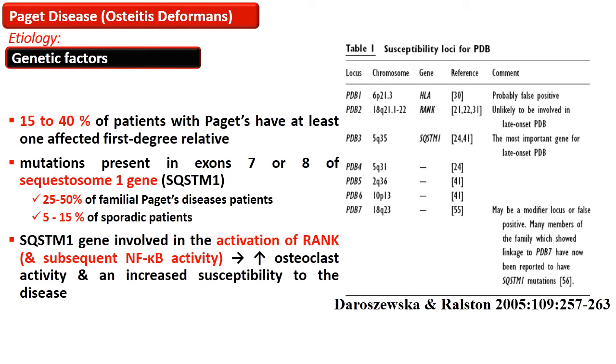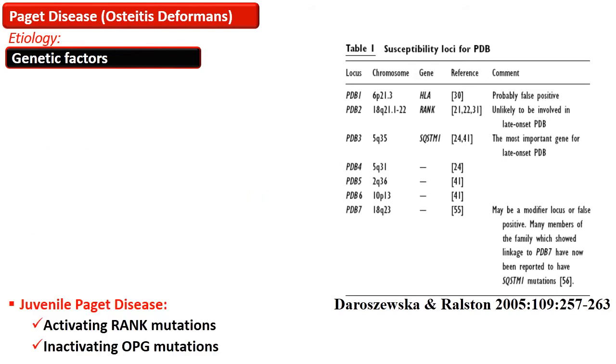SQSTM1 gene, or sequestosome 1 gene, is involved in the activation of RANK, hence subsequent nuclear factor kappa B activity that leads to increased osteoclastic activity and hence increased susceptibility to the disease. Some variants of this disease are also known. One is the juvenile Paget's disease, and the important mutations responsible for this variant are activating RANK mutations and inactivating osteoprotegerin mutations.